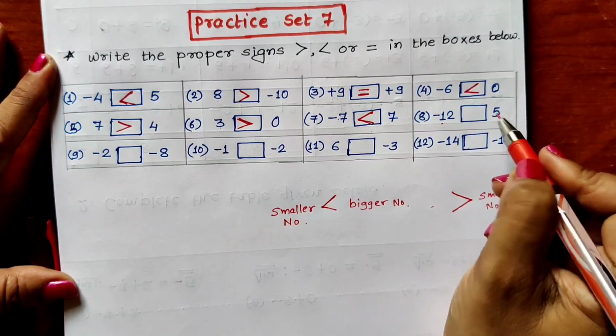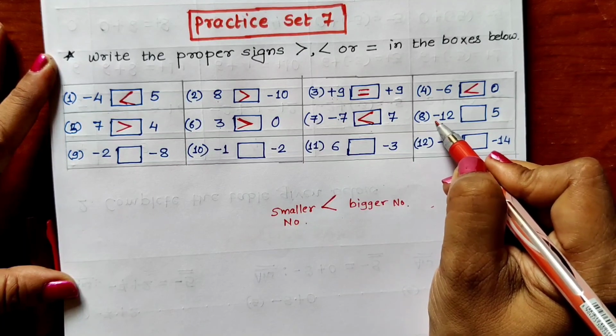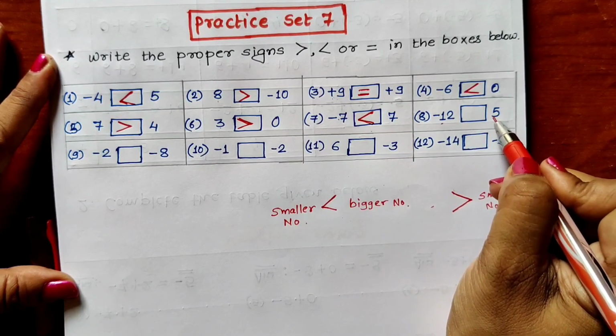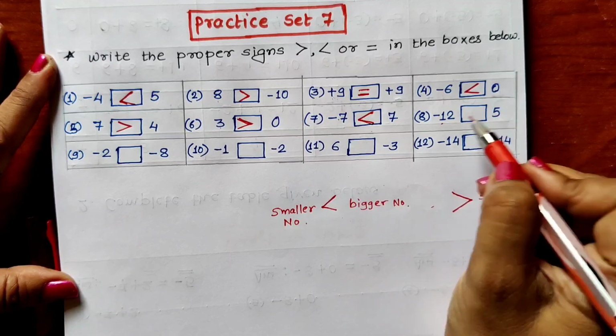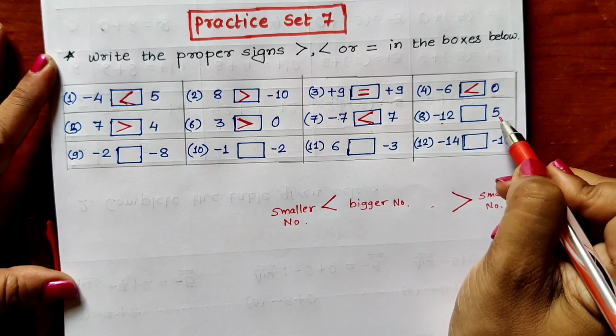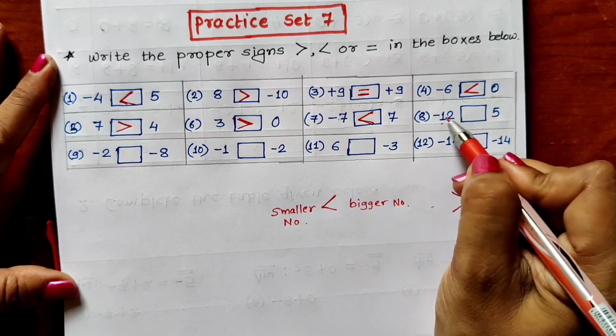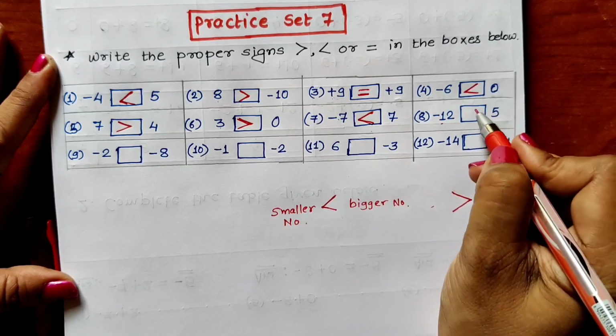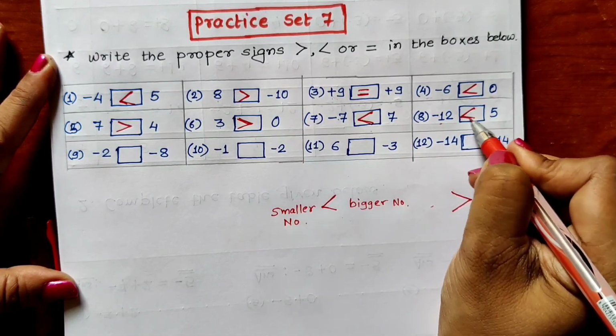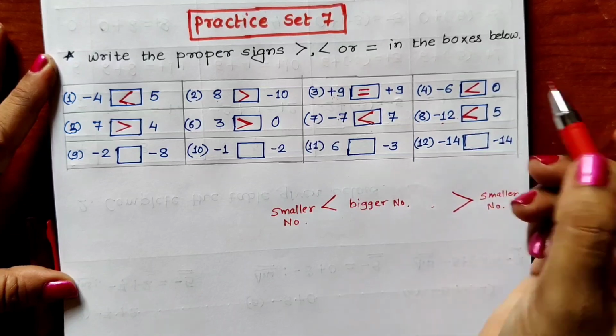Minus 12 and plus 5. This number 12 has a minus sign. 5 has no sign, which means it has a plus sign. So a negative number is always smaller than a positive number. That means minus 12 is smaller than plus 5. So smaller means the sign should be closed.